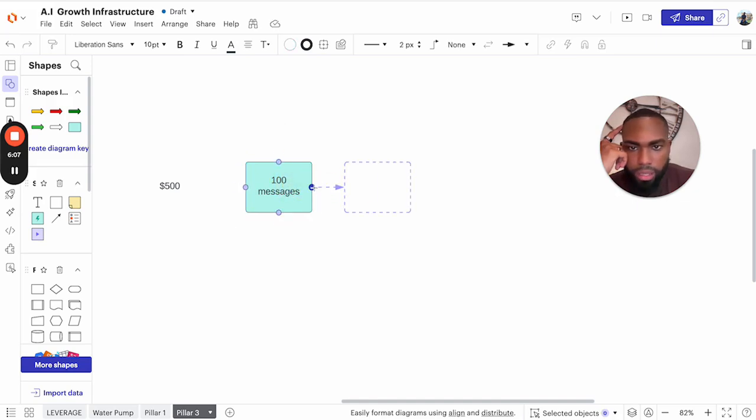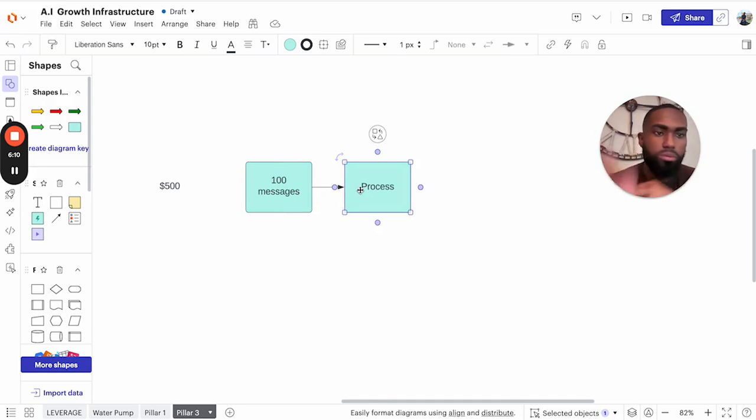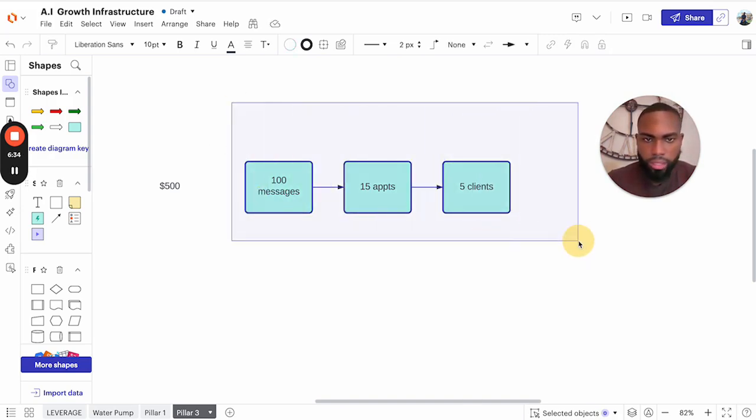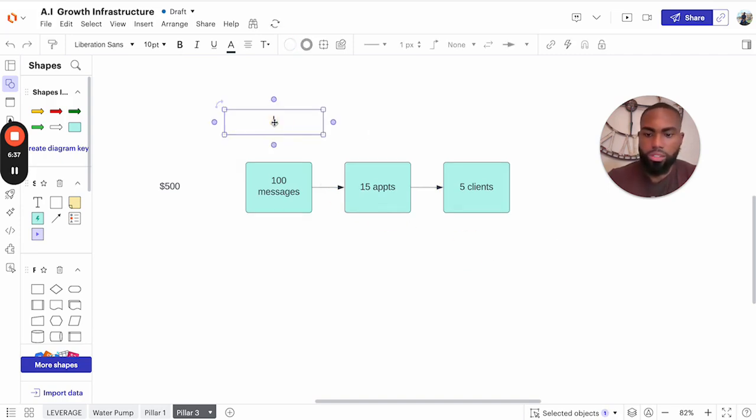Out of those 100 messages, assuming that you take appointments, if you don't take appointments and you just sell in the DMs, you could do this exercise as well, right? 100 messages. Let's say you get 15 appointments from that. And let's say you close 5 clients, 5 deals, or whatever the case may be, right? Now, we need to do the cost. That means your cost per message is $5 a message, because you spent $500 and you got 100 messages, so that's $5 a message, right?